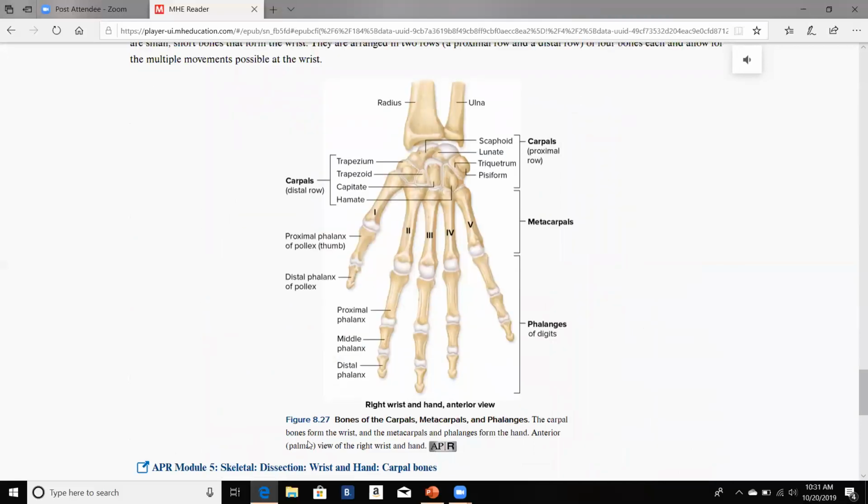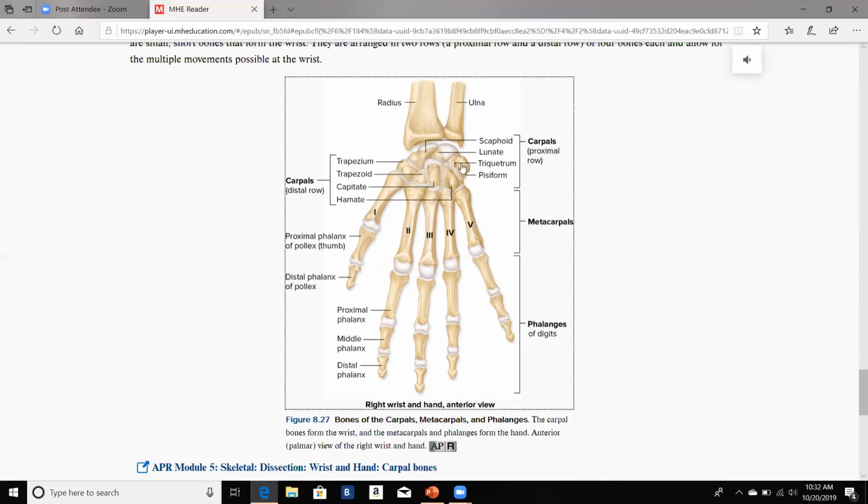Okay, moving on to the wrist. So what you need to know are your carpal bones. In anatomical position, you see your thumb is lateral, okay, and your pinky finger is medial. So when you're going to study for these carpal bones, you're going to study them from lateral to medial.